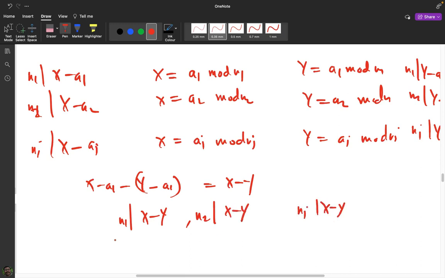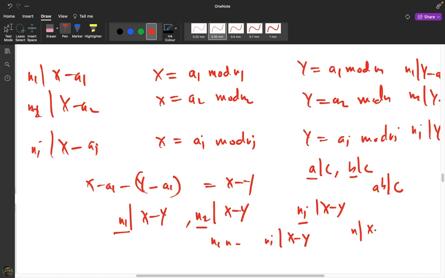Also, all of n1, n2, up to nj are relatively prime. You know that if a divides c, b divides c, and a and b are relatively prime, then ab divides c. Using that result, n1, n2, up to nj, that is n, divides x minus y, which means x is congruent to y mod n. So if you have two solutions, they are congruent to each other. That is what we call uniqueness.